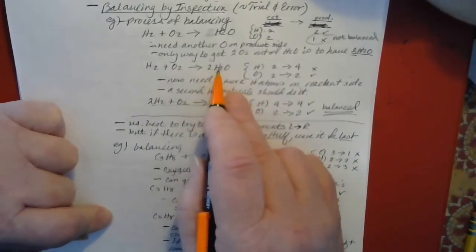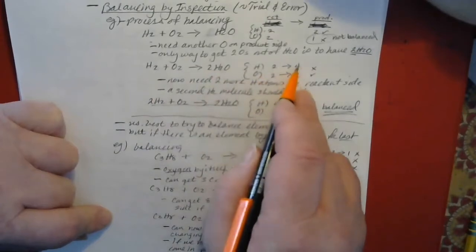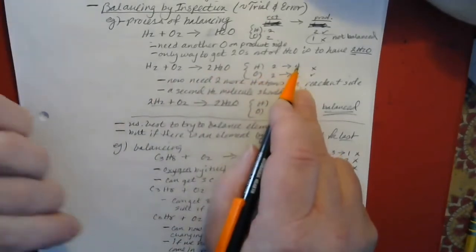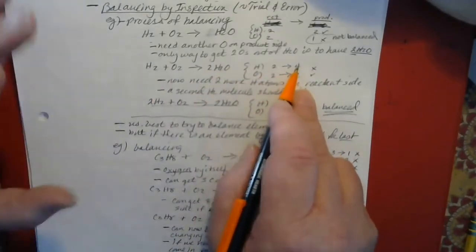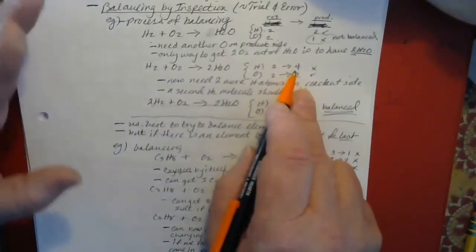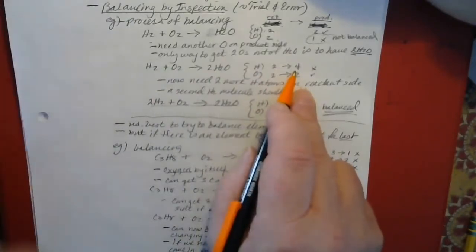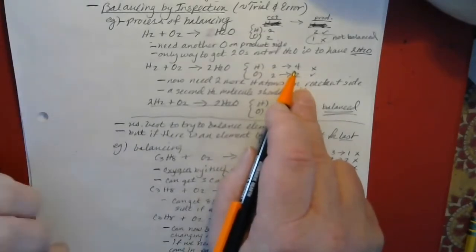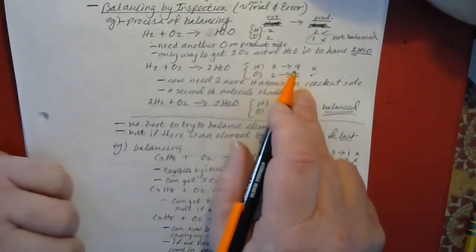has 2 times 2 or 4 hydrogens. So now that doesn't balance. So we have to fix that. And that's one thing you should always do whenever you balance an equation. Once you think you've got it balanced, always go back and check to make sure that it's balanced, because it may not be. You may have thrown something else out of balance when you fixed something that wasn't balanced before.